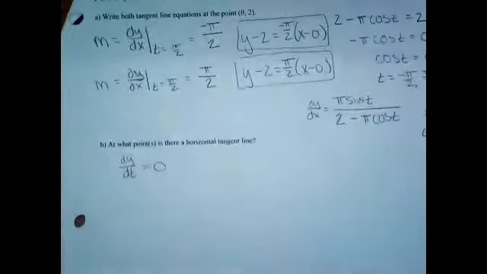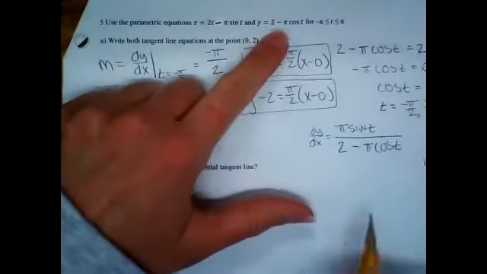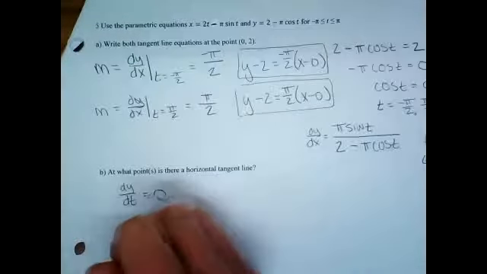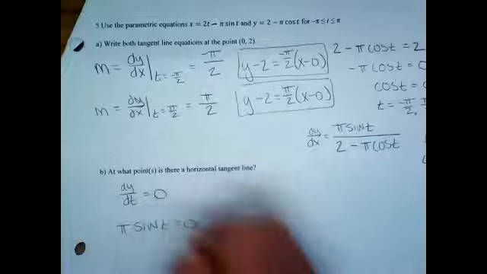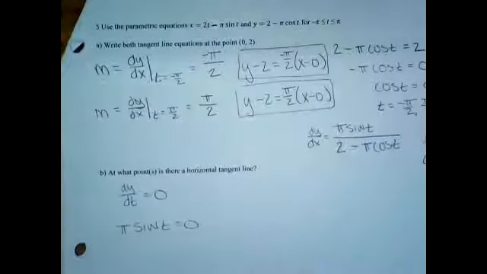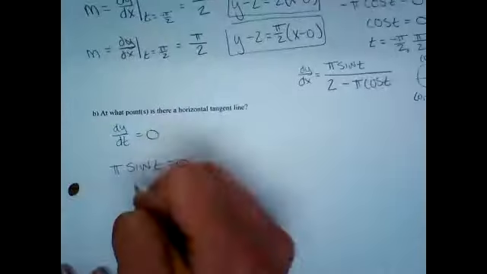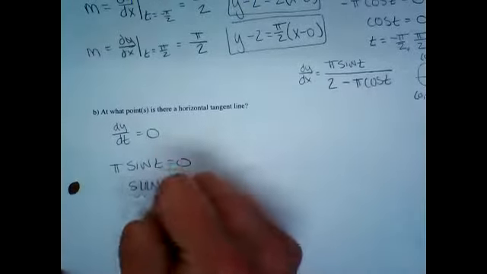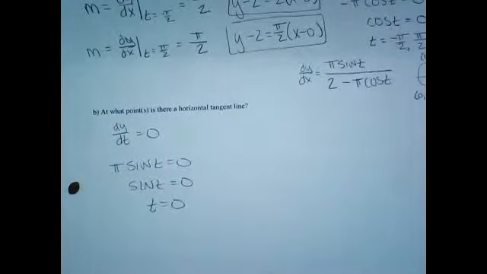All right, so dy dt, derivative of this right here. We found it already, right? Pi sine of t. So you would divide by pi. 0 divided by anything is just still going to be 0. And so t would be 0. Again, we're stuck in between negative pi and positive pi. So t equals 0 is the t value that we're going to get there.